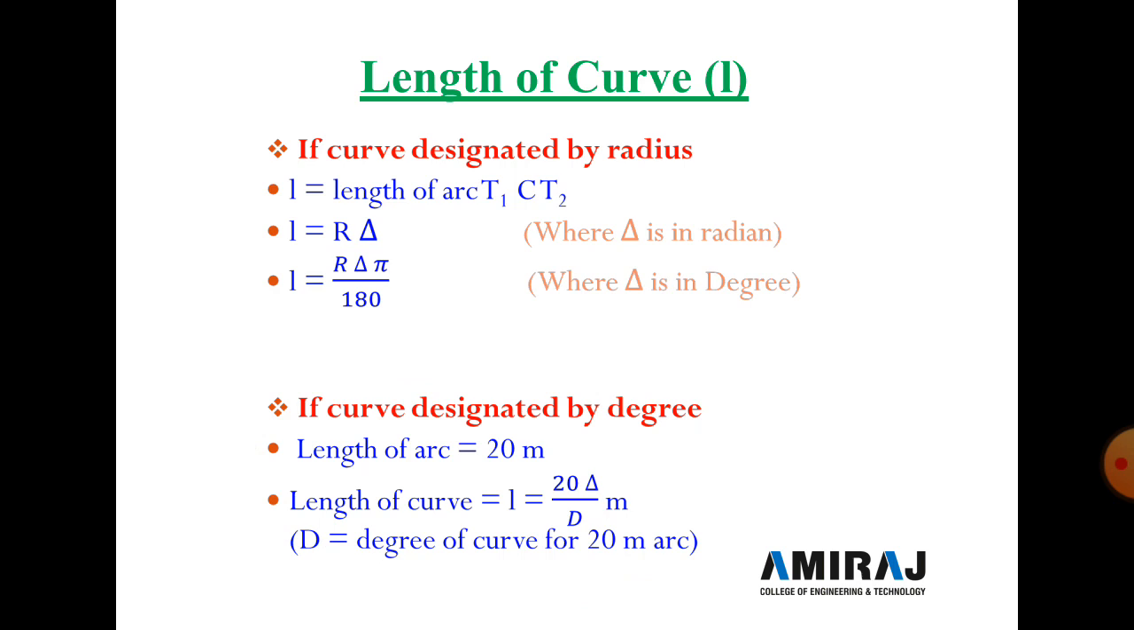So the length of the arc is equal to 20 meters. The length of the curve is L is equal to 20 delta divided by D, where D is the degree of curvature for a 20 meter arc. So these are the final equations for finding the length of the curve.